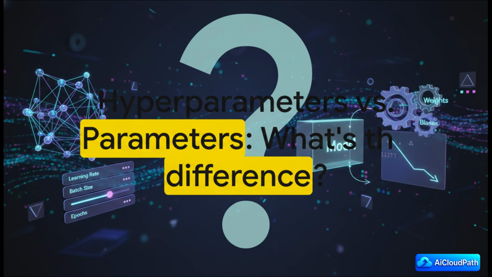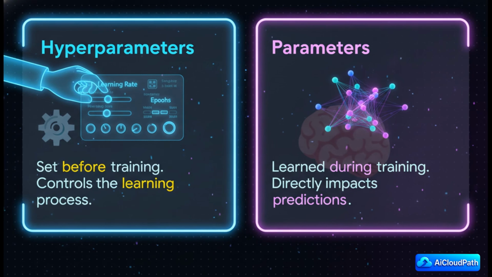What is the real difference between a hyperparameter and a parameter? They sound almost the same, but trust me, they do completely different jobs. Here's the clearest way to think about it. Hyperparameters, those are the settings that you, the human, set before you ever hit train. They're like the knobs and dials on the outside of the machine. You're controlling how the learning process happens.